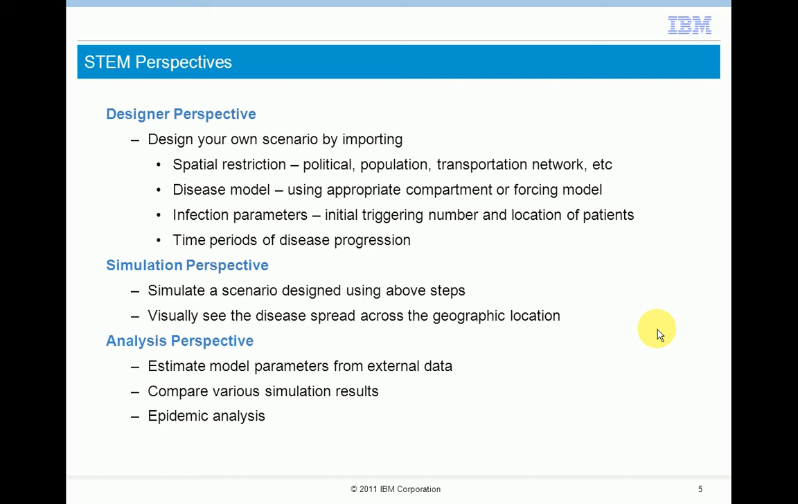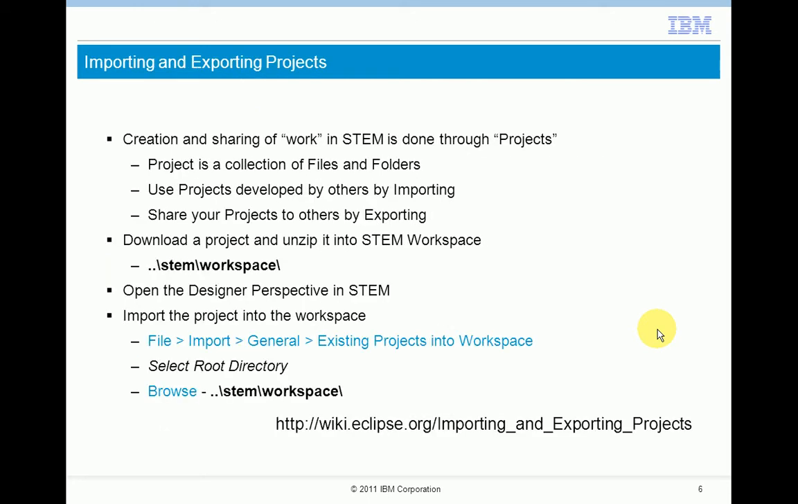Now we have another perspective called the simulation perspective. In the simulation perspective, the scenario you're running, you'll be able to observe it. You'll be able to see disease spread across geographic locations. Then we also have the analysis perspective. In the analysis perspective, you can estimate model parameters from external data, and you can compare your various simulation results, and you can do some epidemic analysis.